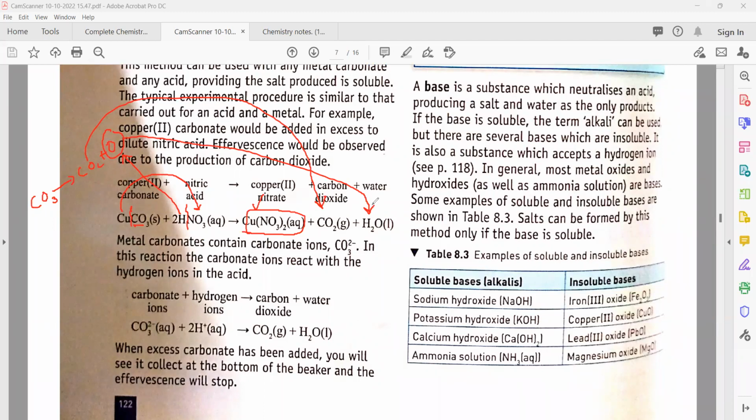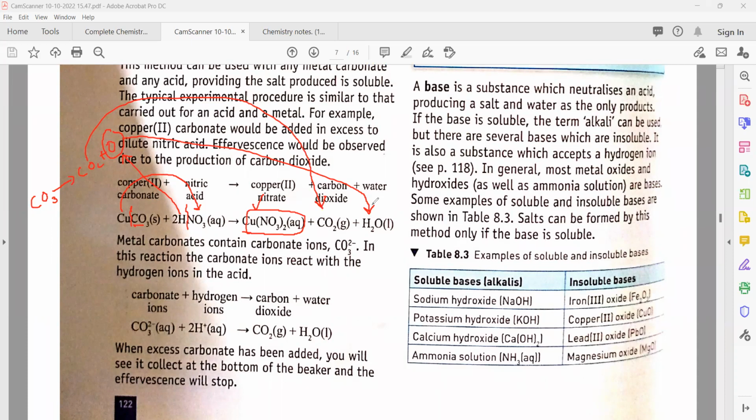Yes, please. Yes, sir. Do you understand this equation? Can you explain the last part? Okay, no problem, the last part.